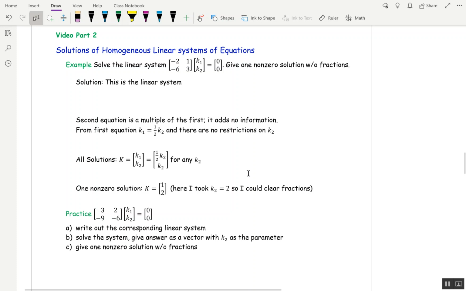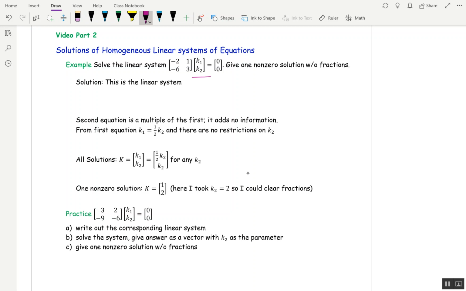This is the second half of 9.1 through 9.3. We're going to do two things: solutions of homogeneous linear systems of equations and a little bit of determinants. Okay, solve a linear system given by this matrix equation. Give one non-zero solution without fractions.